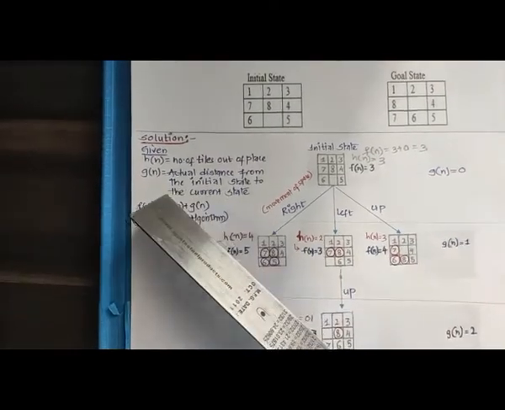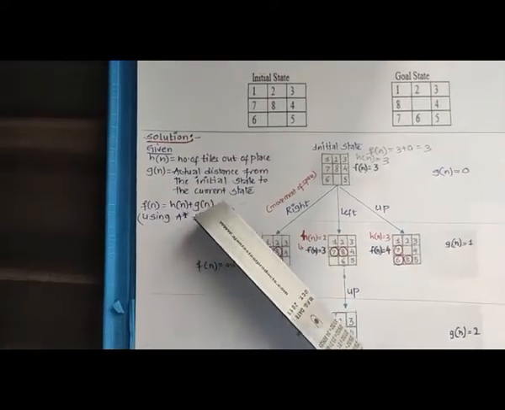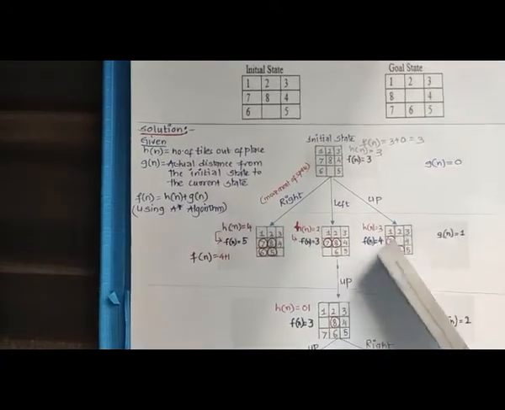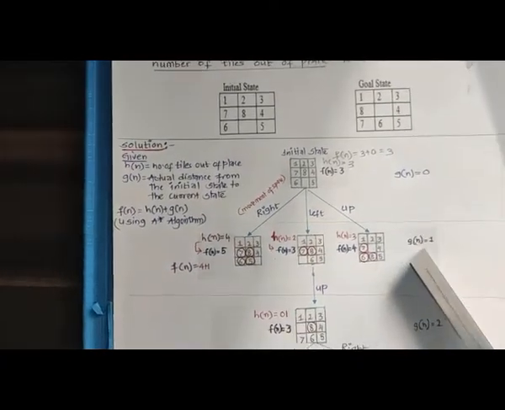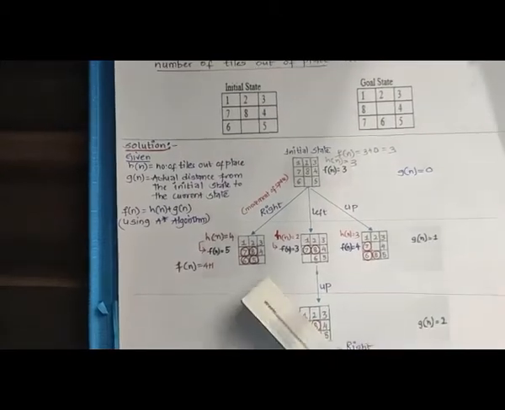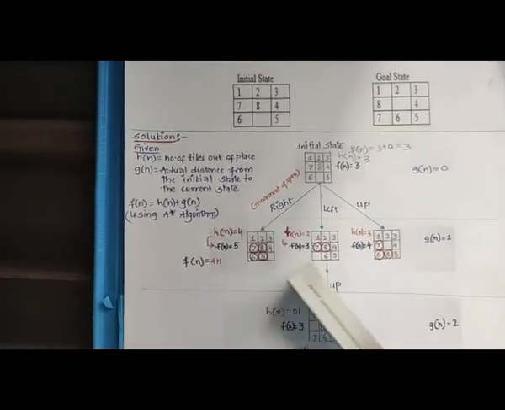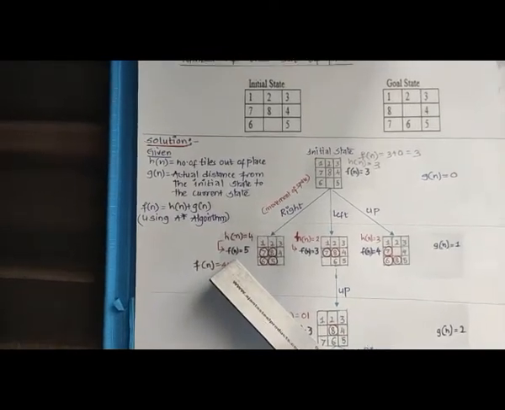So g of n is equal to the actual distance from the initial state to the current state. So my current state is one step ahead of the initial state. So g of n comes to be equal to 1. So f of n is equal to this 4, h of n, plus 1. So this comes to be equal to 5.